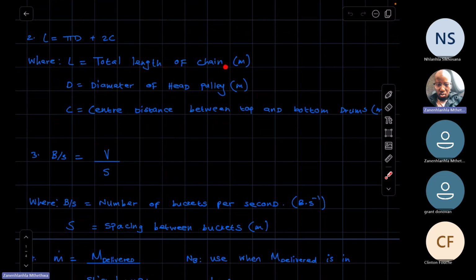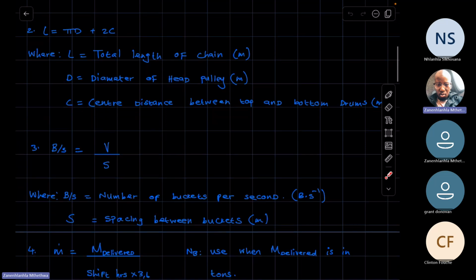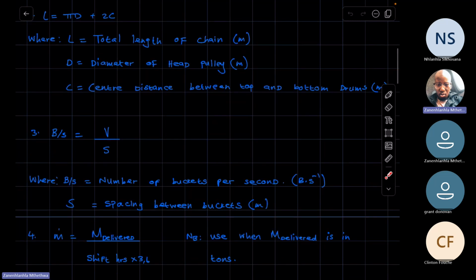Right, so that's the total length of the chain. That will be in meters. The diameter will be in meters, right? And then the center distance will also be in meters. And then we have this one, which is the number of buckets per second.